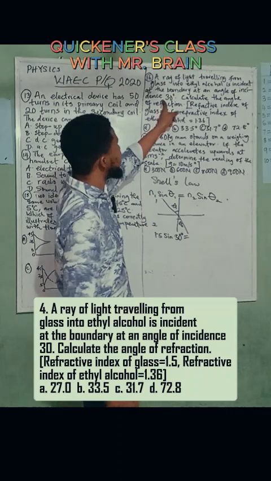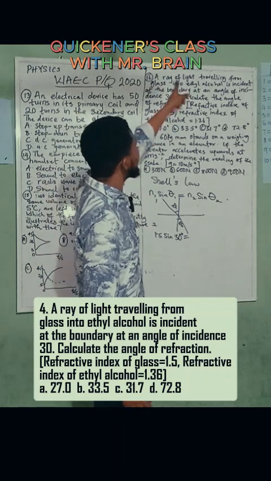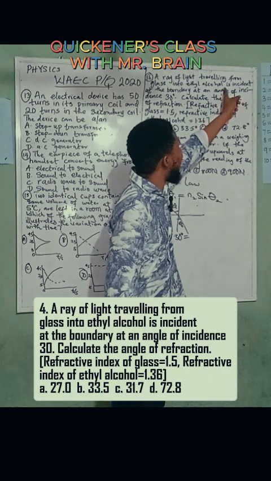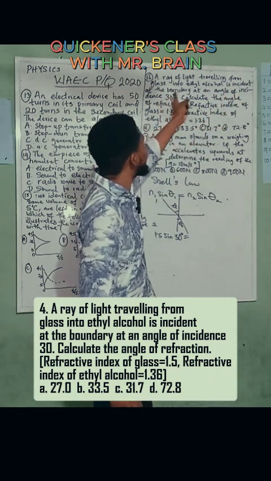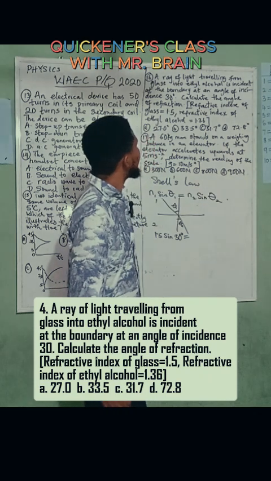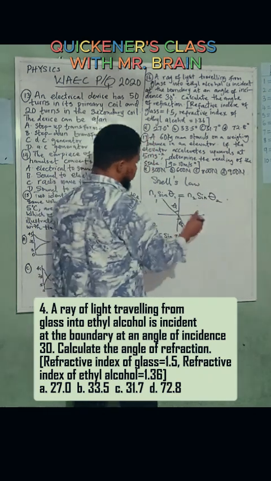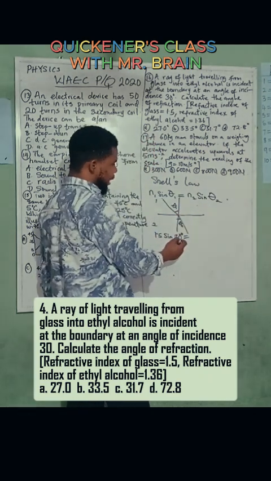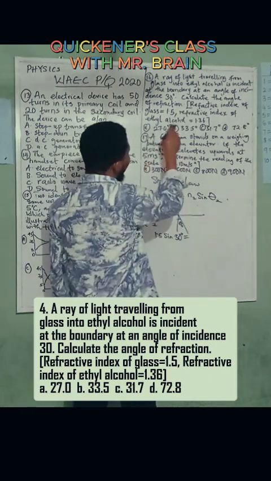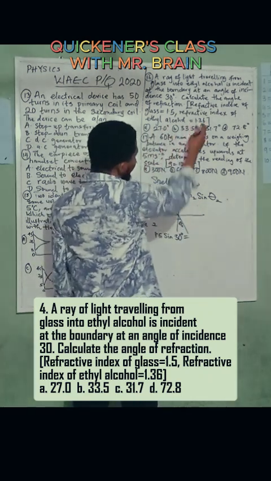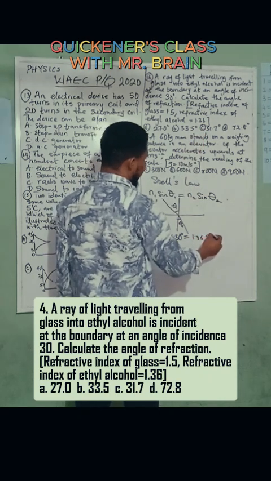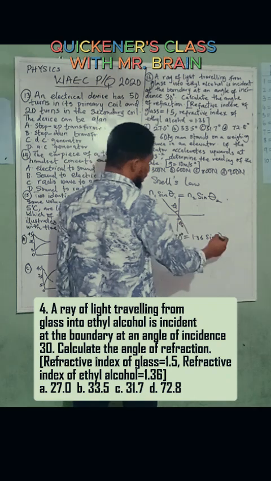Are you saying it is 30 degrees? Look at it. The ray of light is traveling from glass into alcohol, incident at the boundary at an angle of 30 degrees. So this is the boundary, and this is the angle of incidence, 30 degrees. Are you with me? So the refractive index for alcohol is 1.36. So we are now looking for the angle when it comes out.